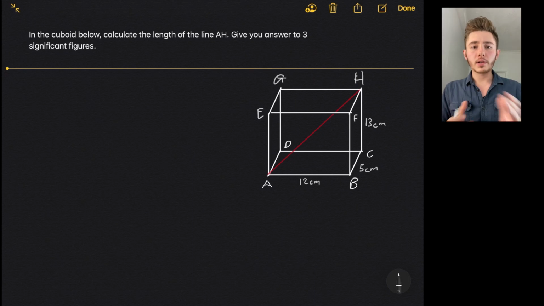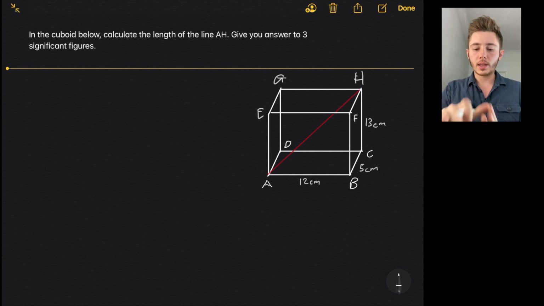Okay, so here's a question I was helping a student with yesterday. What we need to do here is, in the cuboid below, calculate the length of the line AH and then give our answer to three significant figures. We can see that the red line represents the line AH, connecting the bottom left-hand corner closest to us to the far top right-hand corner.